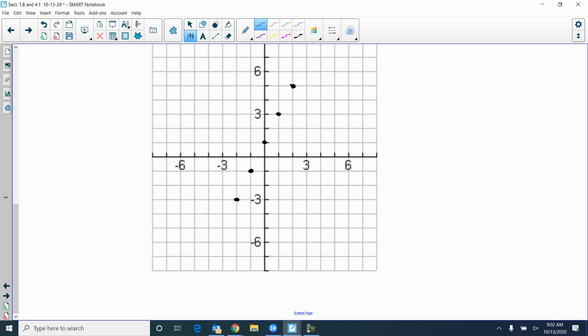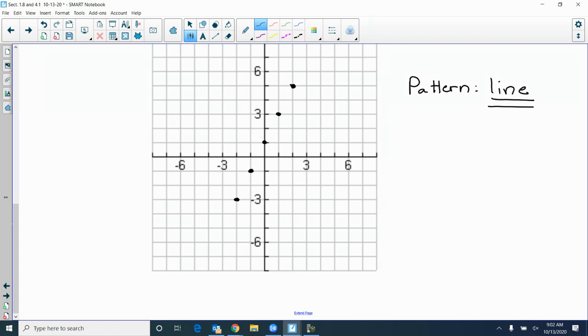Does it form a pattern, or are they just random? There's a pattern. What's the pattern? If you would connect them, you'd make a what? Line. Do not connect them at this point, so just draw that pattern. So yes, there is a pattern, and it's a line.